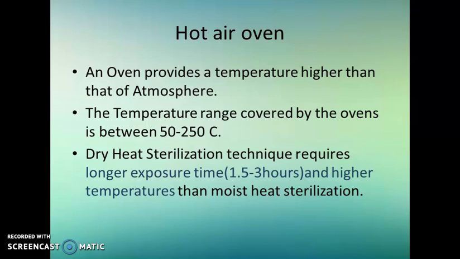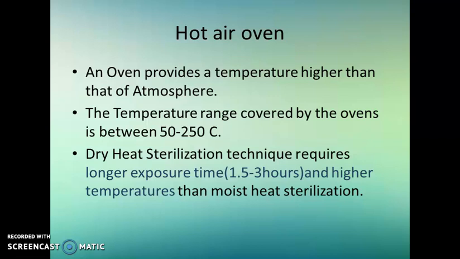Actually, an oven provides a temperature higher than that of the atmosphere. You are already familiar with these terms. The temperature range covered by the oven is between 50 to 250 degrees centigrade. Then, the dry heat sterilization technique requires longer exposure time.